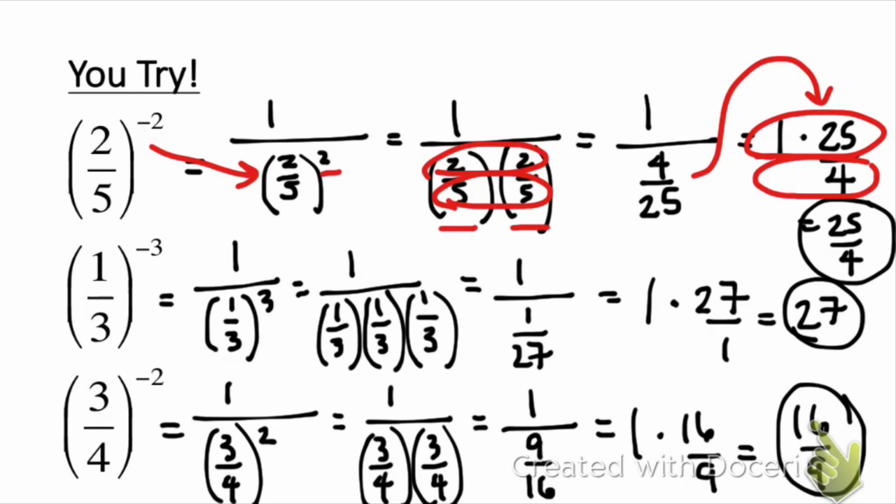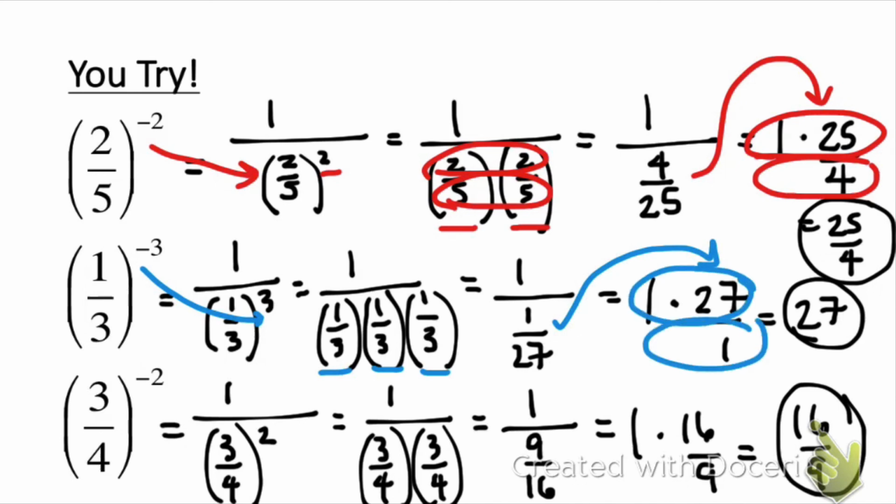For the second one, I did the same exact process. So I took this negative 3 and I wrote it as a positive down in the denominator. And then I actually wrote it out 3 times because it's being cubed. And that was 1 over 1/27. Then, instead of dividing by a fraction, I multiplied by the reciprocal. So I got 27 over 1. And in this case, 27 over 1 is just 27.